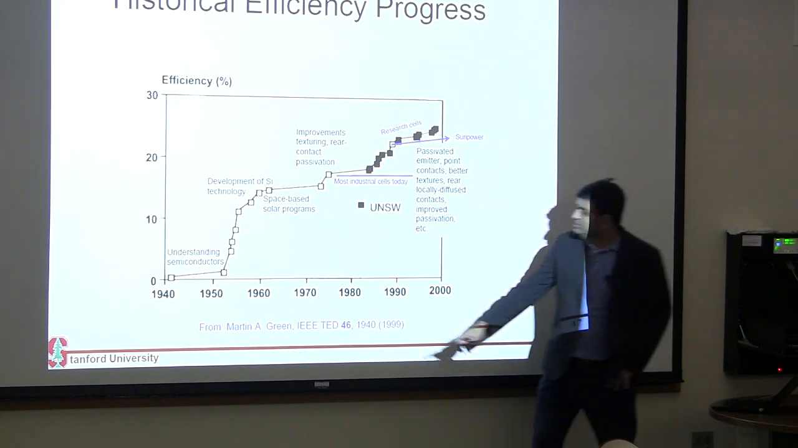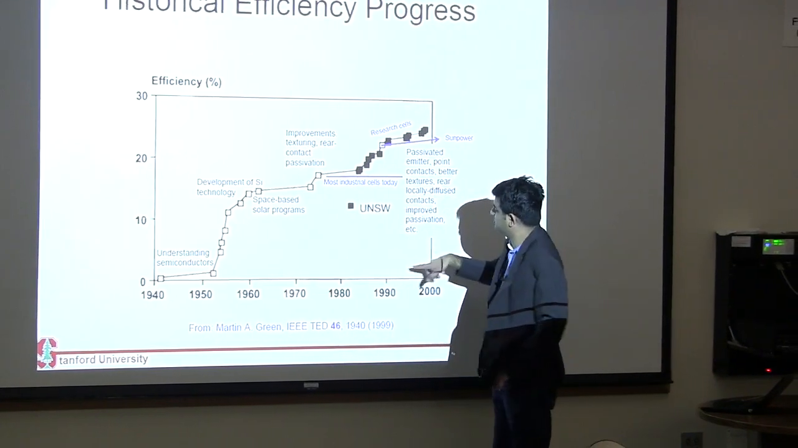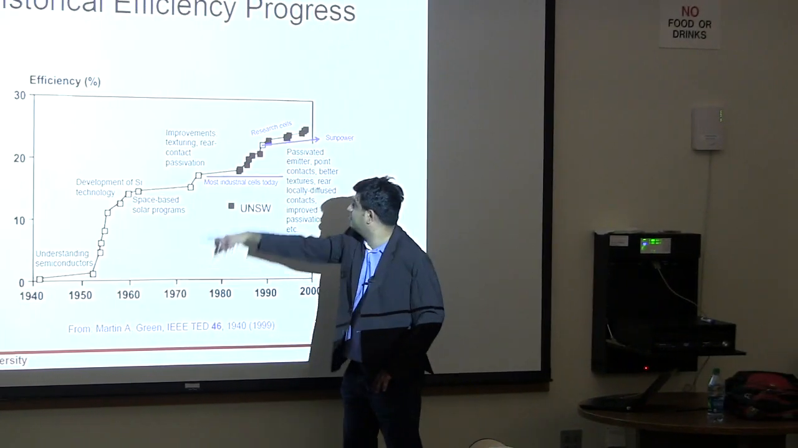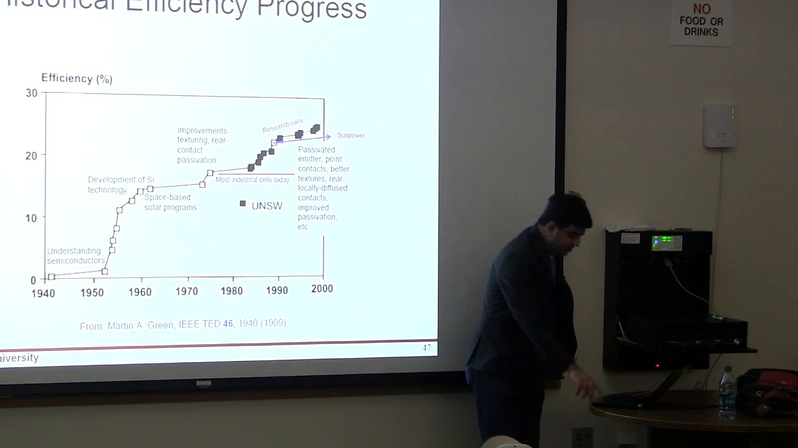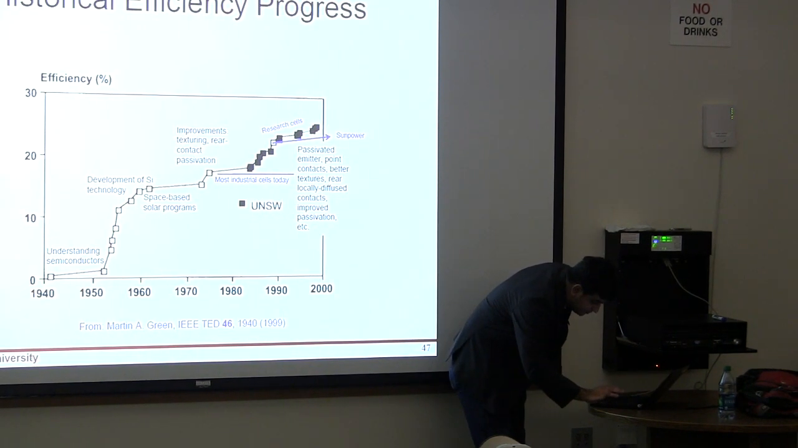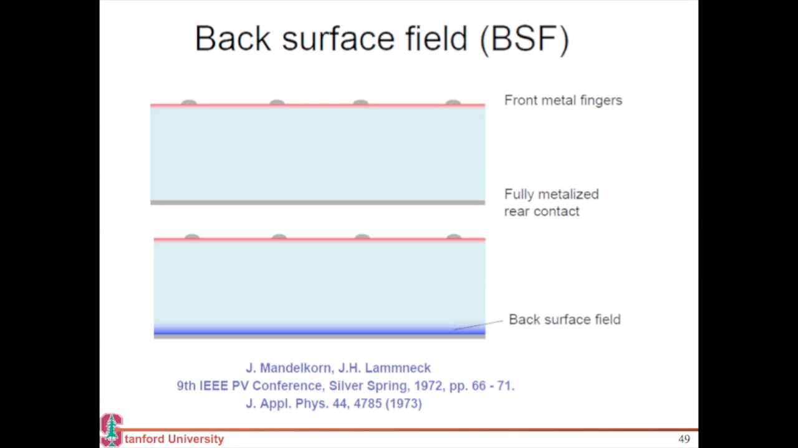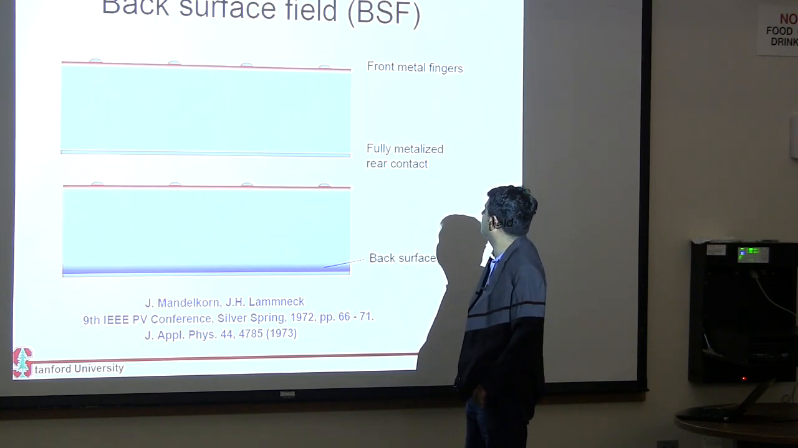So what happened from here to here? What were some of the key developments which pushed up the efficiency? A very quick run through. A development which happened in the 1970s was this thing called the back surface field. So this is how most of your crystalline silicon solar cells look. They have these fingers on the top, which are your emitter, and then you have this thing at the back, which is called the collector. It's essentially these two contacts. You just name it that way.